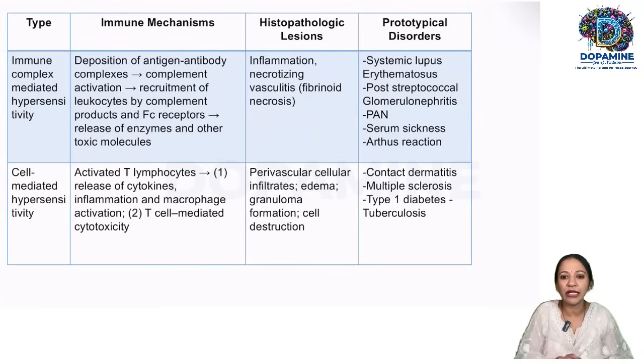So what is type 3? It is immune complex deposition seen in SLE, post-streptococcal glomerulonephritis, polyarteritis nodosa, serum sickness and Arthus reaction. Type 4 is delayed hypersensitivity. The classic example is TB. In addition, I again want you to remember contact dermatitis, insulin-dependent diabetes mellitus, and multiple sclerosis. So here the right response is antibody mediated, that is type 2 hypersensitivity.